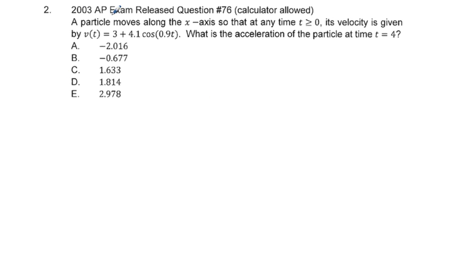The 2003 AP exam, question 76. A particle moves along the x-axis so that at any time t greater than or equal to 0, its velocity is given by v of t equals 3 plus 4.1 cosine of 0.9t. What is the acceleration of the particle at time t equals 4?